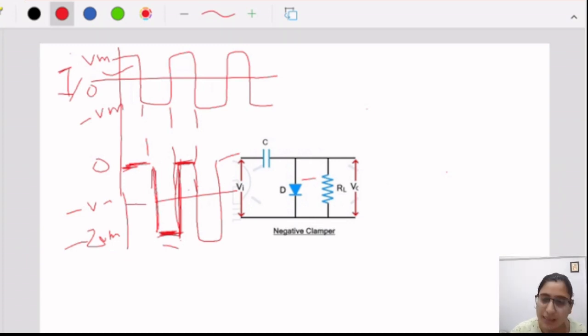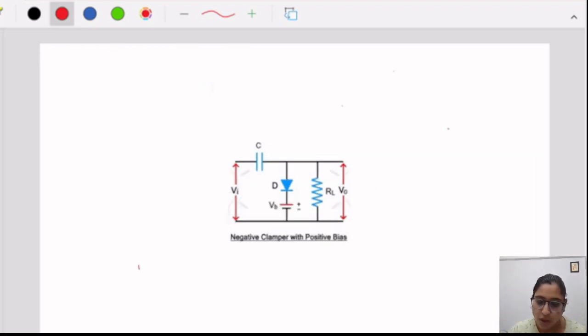Now we will discuss the biased negative clamper. So what is the need of biasing? We use biasing so that we can manipulate the output according to our need. Let's suppose we don't want 0 as the reference level. We want some positive voltage at the reference level, but not Vm or a higher voltage, just some reference level we want. So what we will do, we just put a battery of that voltage.